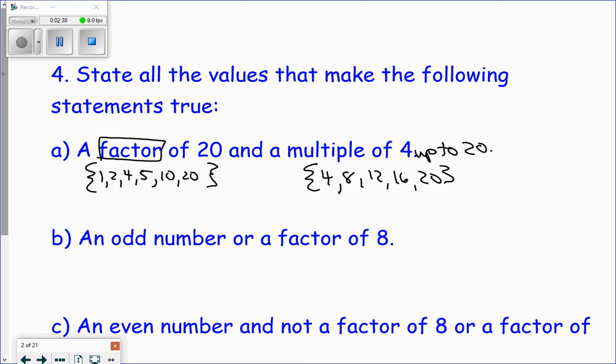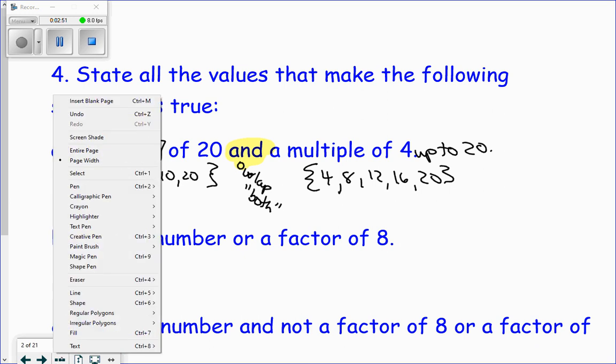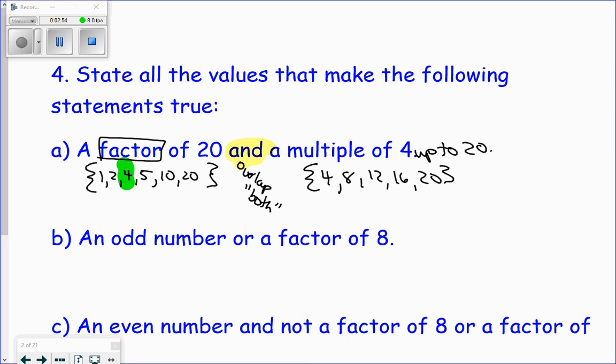So the word and here means overlap or both. Which numbers are in both lists? In both lists, we have 4, and 20. So the answer would just be 4 and 20. If this question said or, you would just combine all the lists, and anything that's repeated, you just write it out one time.